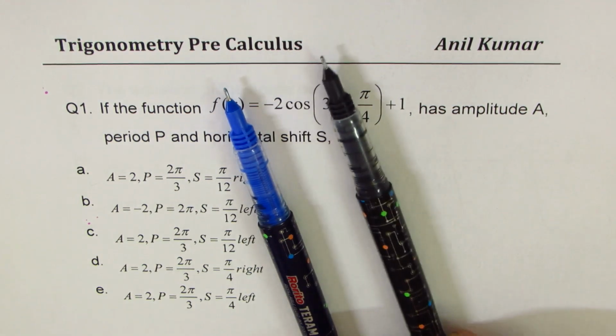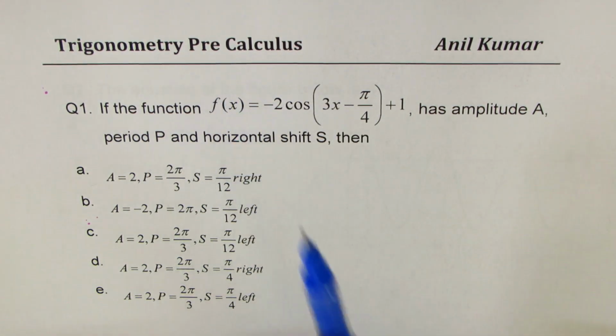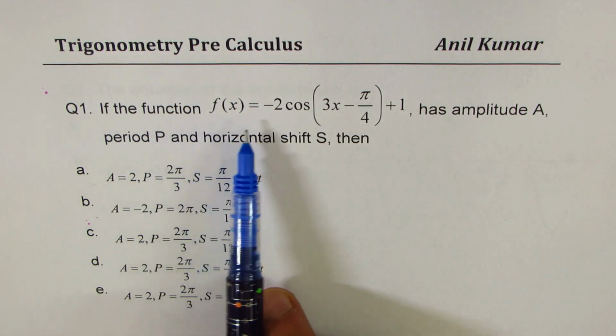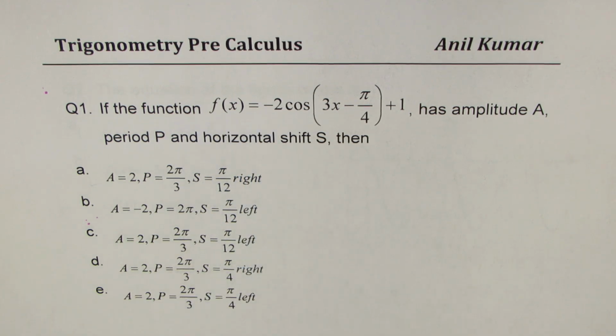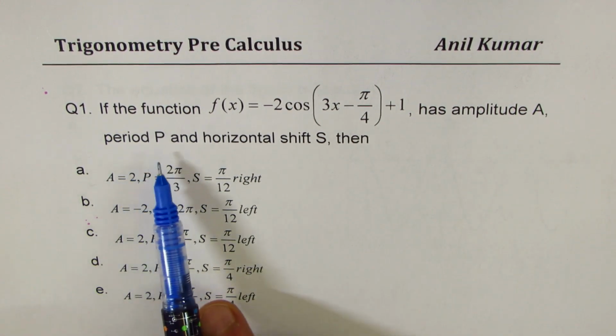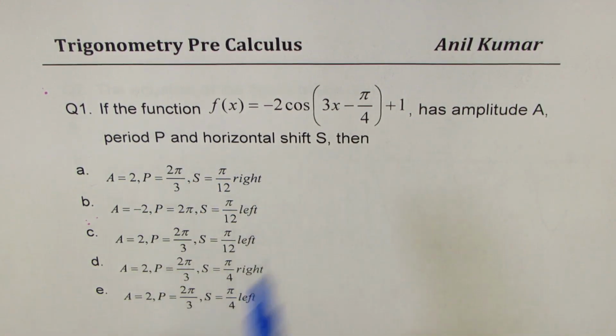Now I think we can begin with the knowledge-based questions. Question number one: if the function f of x equals minus 2 cos of 3x minus pi by 4, plus 1, has amplitude a, period p and horizontal shift s, then which one is the right option? I've given you five choices with amplitude, phase shift and period.